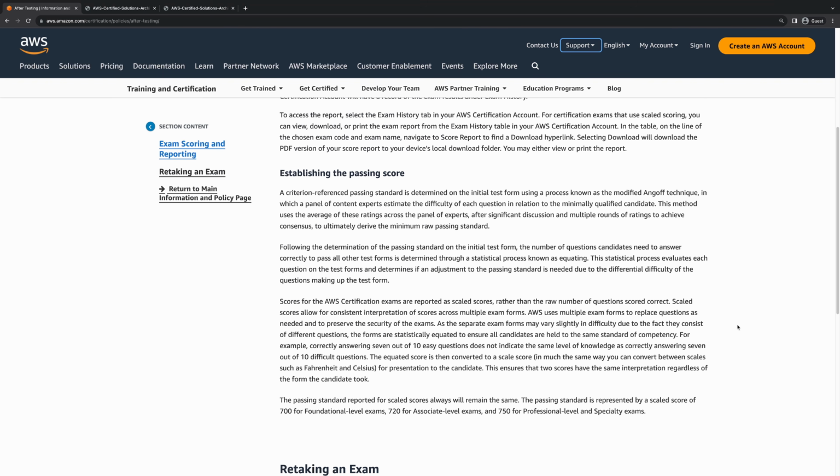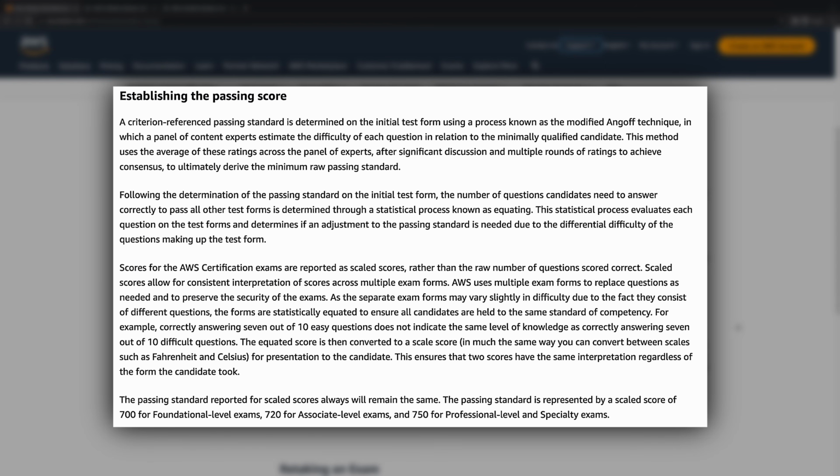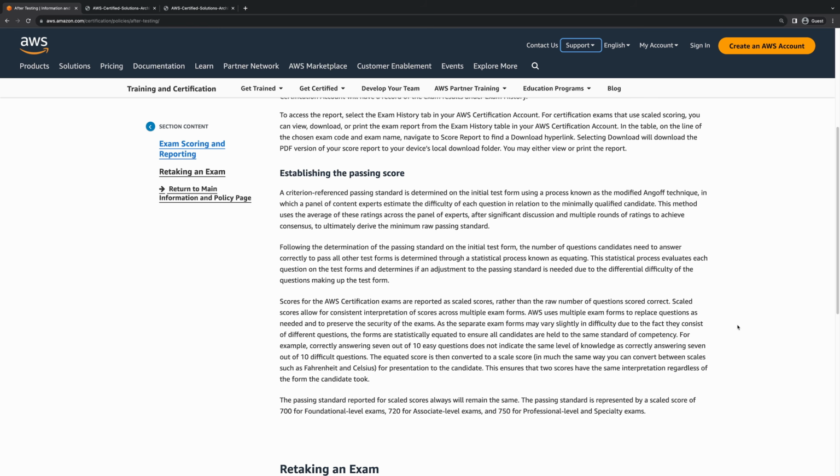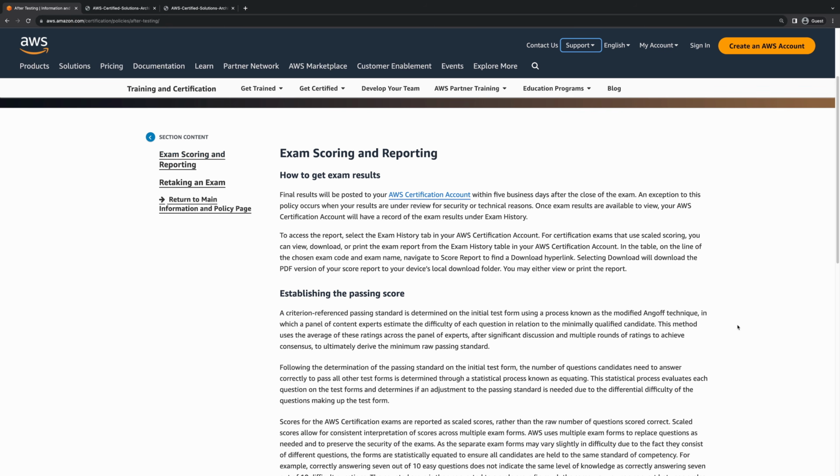So staying on this topic here, we'll jump to this establishing passing score section. Now, I won't read through all this, but it gets into the details of why the scoring process is somewhat complicated. There's different weighting for easy and difficult questions and various factors going into the overall scoring so that, in general, everyone's exam experience from the pool of exam questions they receive has similar overall difficulty, and it's ultimately a fair and consistent experience for the exam candidates.